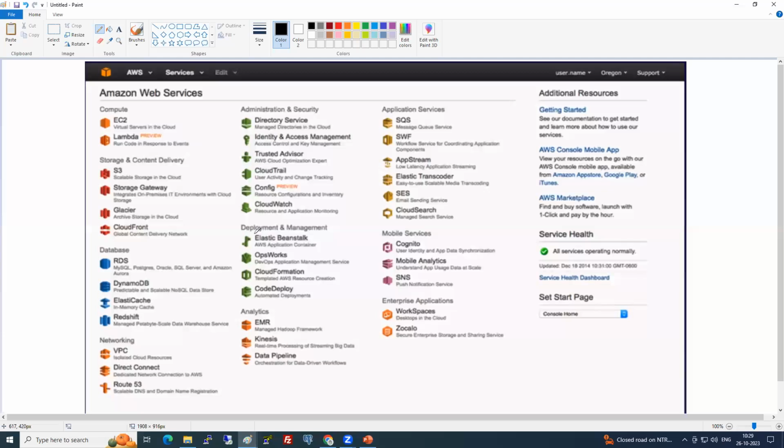So now you tell me, what are the services that we have learned here? Hold on, I'll say them and you say yes or no. EC2, Lambda, S3, Storage Gateway, Glacier, CloudFront, RDS, DynamoDB, ElastiCache, Redshift, VPC, Direct Connect, Route 53, IAM, Trusted Advisor, CloudTrail, Config, CloudWatch, Beanstalk, right? SQS, SNS. And even more we have learned.